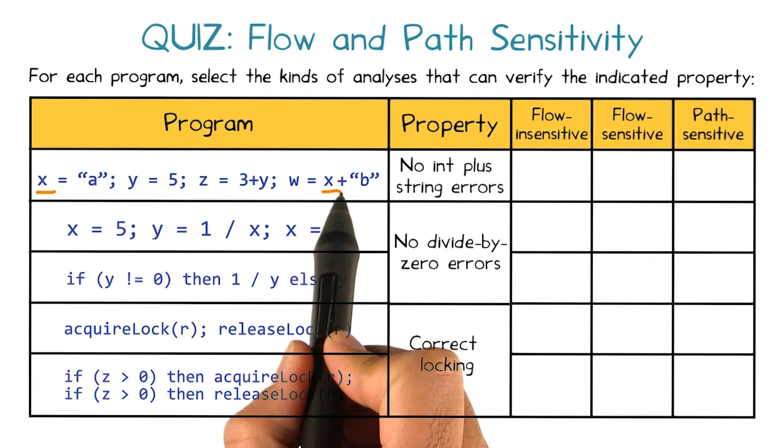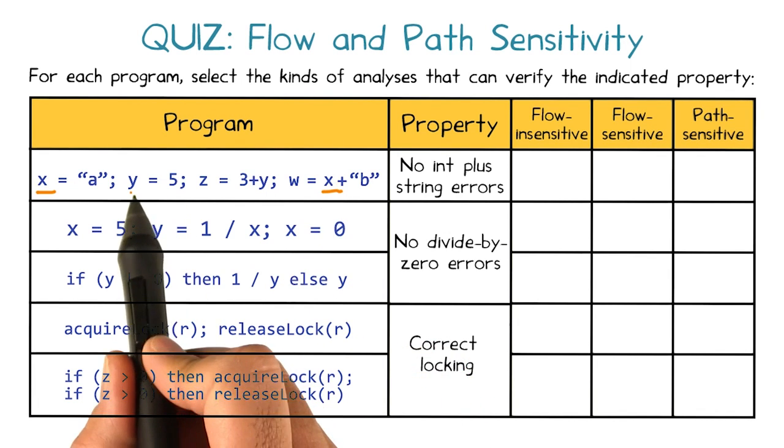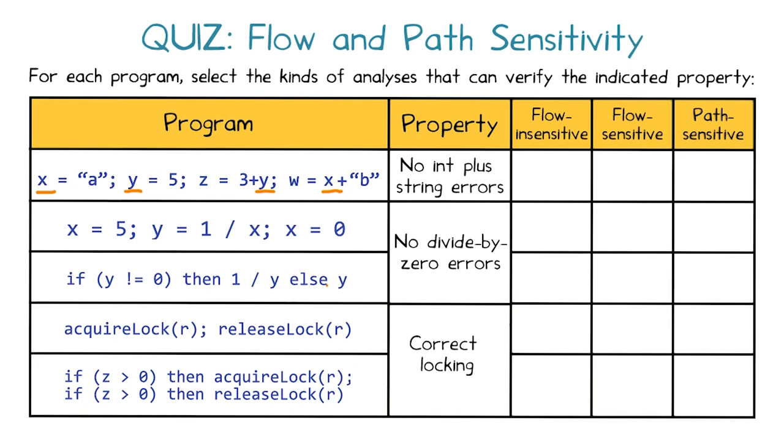case for this program. For the second and third programs, the property to verify is that there are no divide by zero errors. The second program consists of 3 statements executed in the following order. X is assigned 5, Y is assigned 1 divided by X, and X is assigned 0.